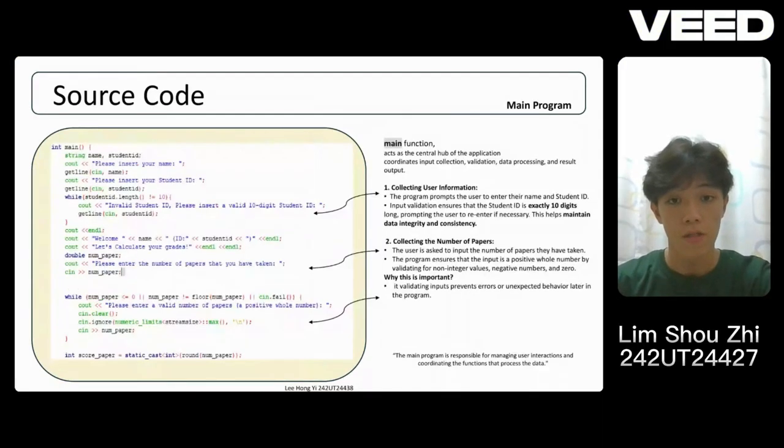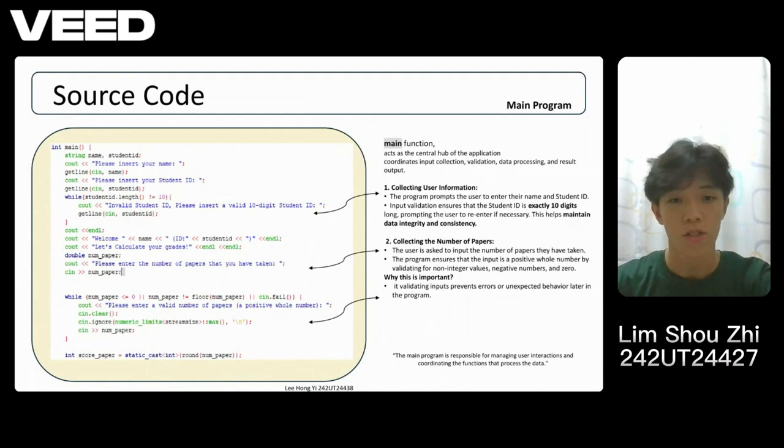Hi, my name is Lim Shouzi, so I'm going to talk about the main function overview. At the heart of our program is the main function, which acts as the central hub. So it coordinates input collection, validation, data processing, and result output to ensure smooth operation. And step one is collecting user information.